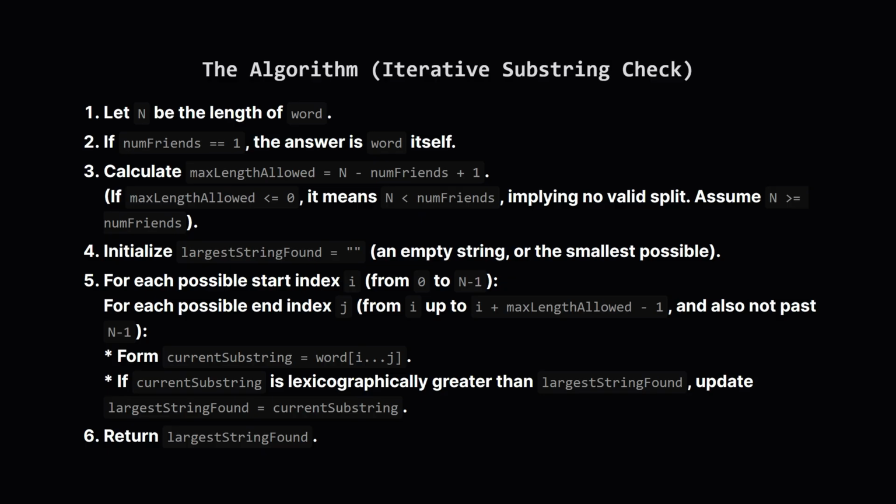Inside these loops, we grab the current substring from i to j. We then compare it to our largest string found. If this current substring is alphabetically bigger, it becomes the new largest string found. After checking all possible i and j combinations, the largest string found will hold our answer.